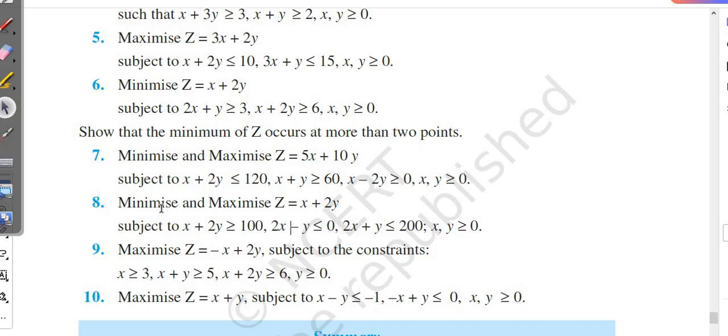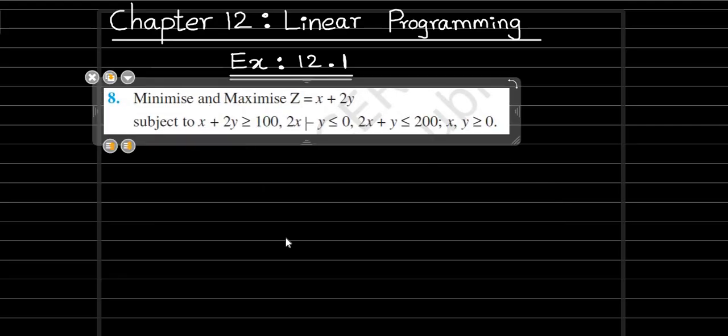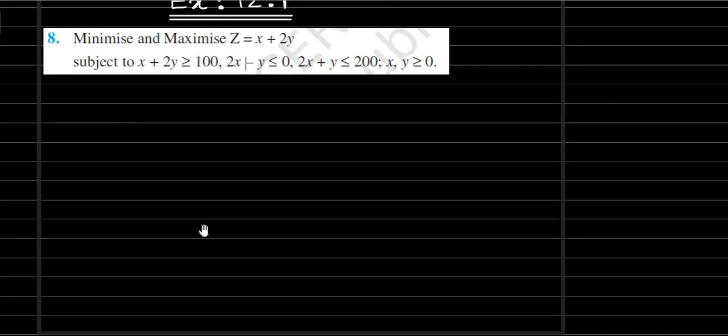Now, minimize and maximize z equal to x plus 2y is given, and we can see 1, 2, 3, 4, 5, totally 5 constraints we have. So using the given information, we need to maximize and minimize the given z value. First I'll explain the process, then we can move on to the solution part.